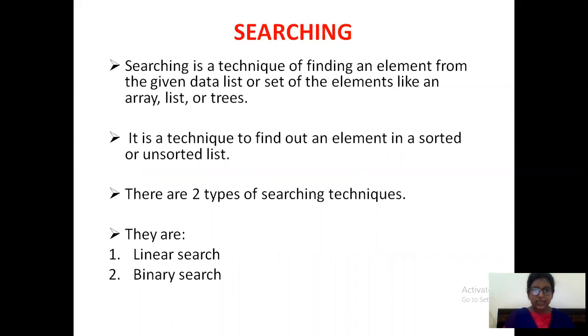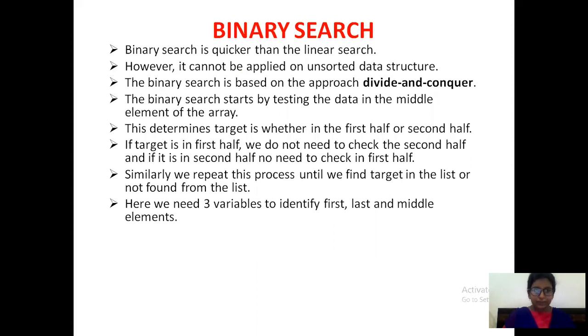Searching is a technique of finding an element from the given data list or set of elements like an array, list or trees. It is a technique to find out an element in a sorted or unsorted list. There are two types of searching techniques, those are nothing but linear search and binary search. We have already discussed the linear search. Now we are going to see the binary search.